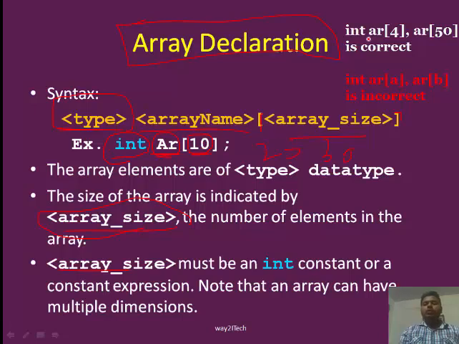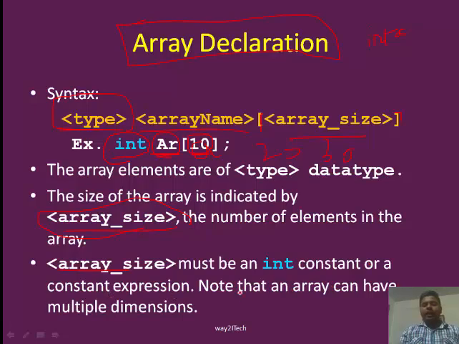Like suppose first of all you declare a variable like int a. You cannot write a here. You always need to write some integer constant over here. You cannot write a variable over here. So it must be an integer constant or constant expression.